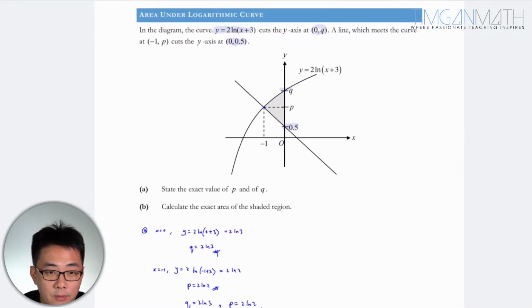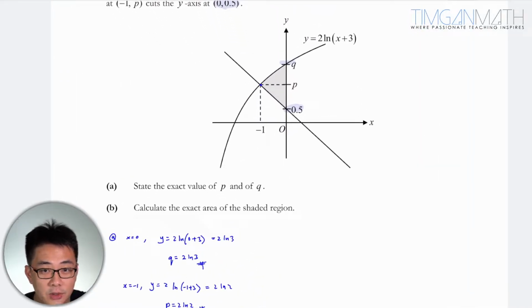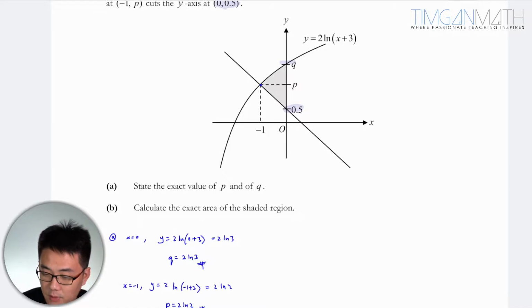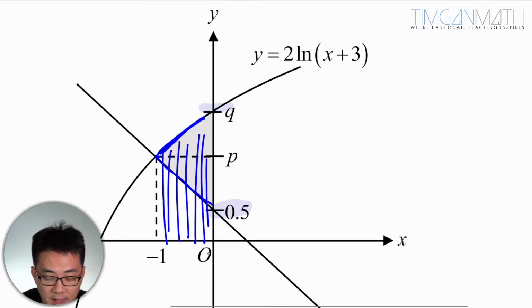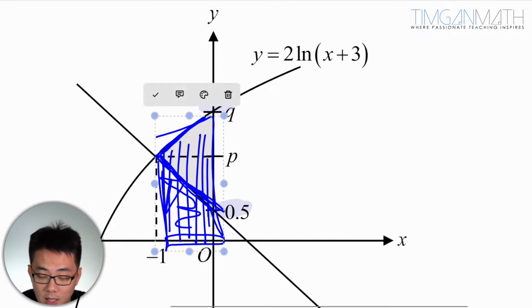So let's look at the subsequent part B, calculate the exact shaded region. One thing we could do is integrate this top curve and subtract off this trapezium. With respect to the x-axis, you project to the x-axis and project the line to the x-axis. We just need to subtract them and we'll get the area.